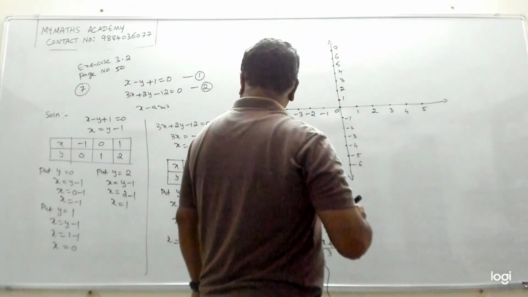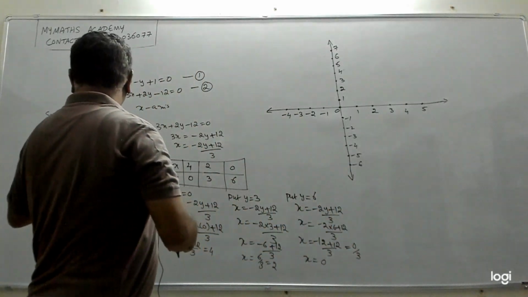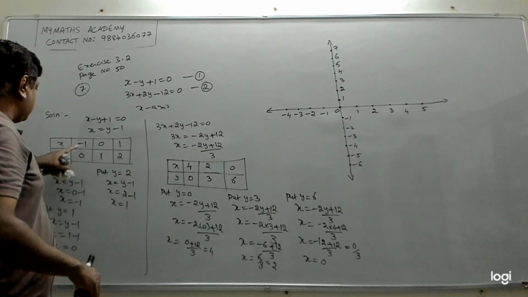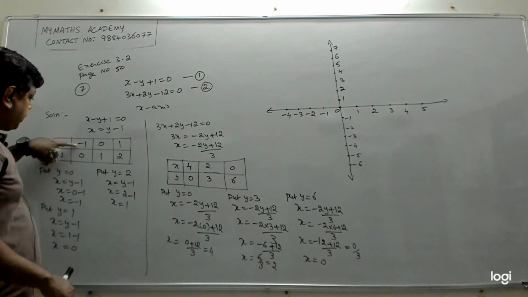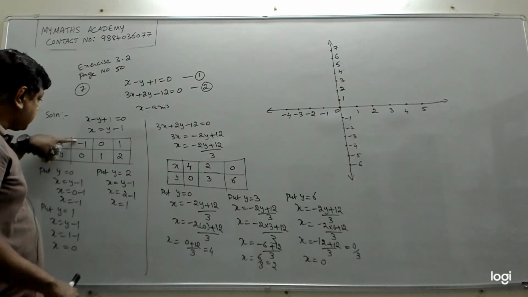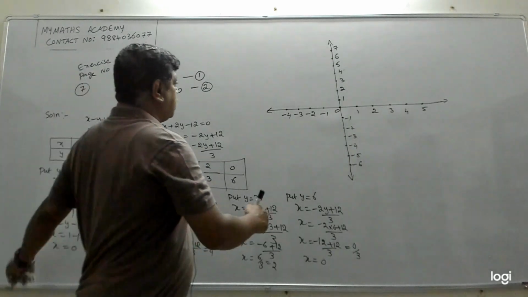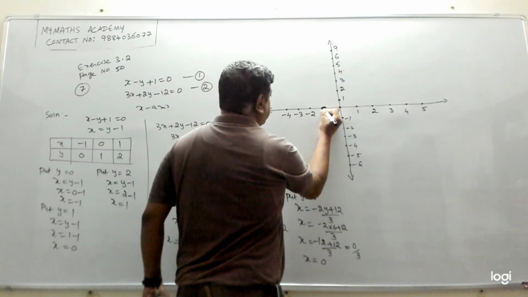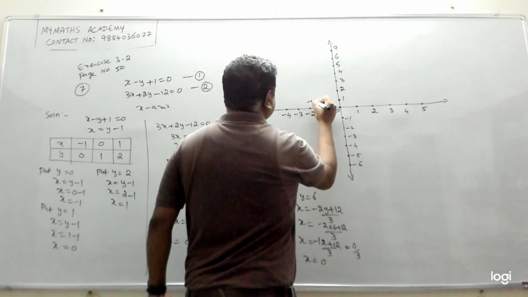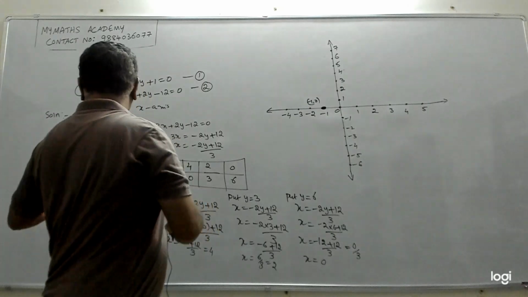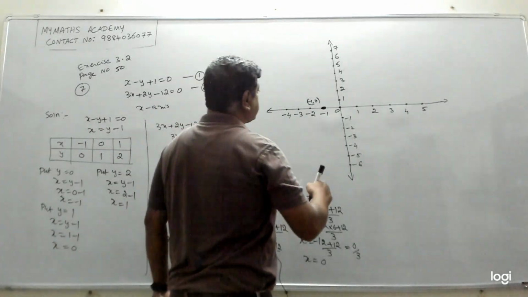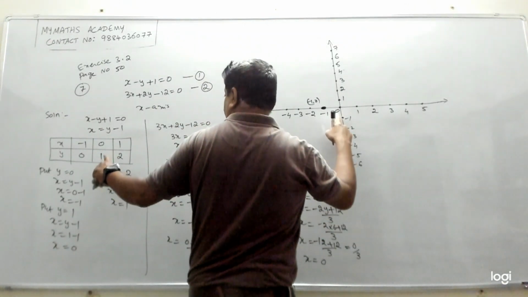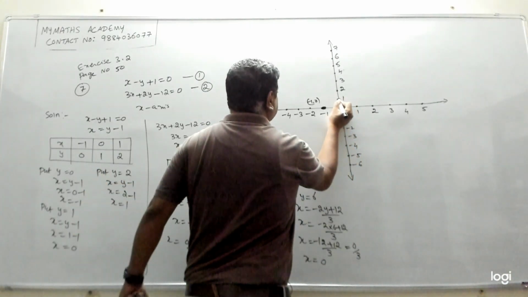Right? So now let's draw the graph for this line. Let's plot these points. This is minus 1, comma 0. So always you have to take x, comma y. X is minus 1, which is here, and y is 0, also here. So this point is minus 1, comma 0. Then 0, comma 1 means x is 0, y is 1. Y is 1 here. So this point.